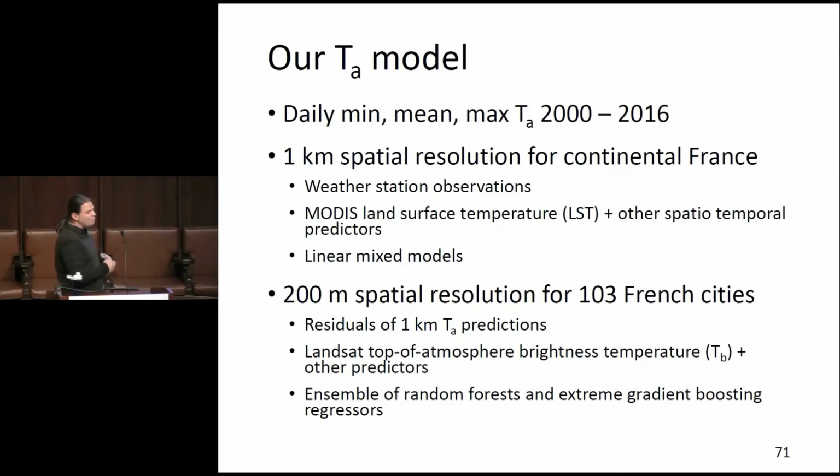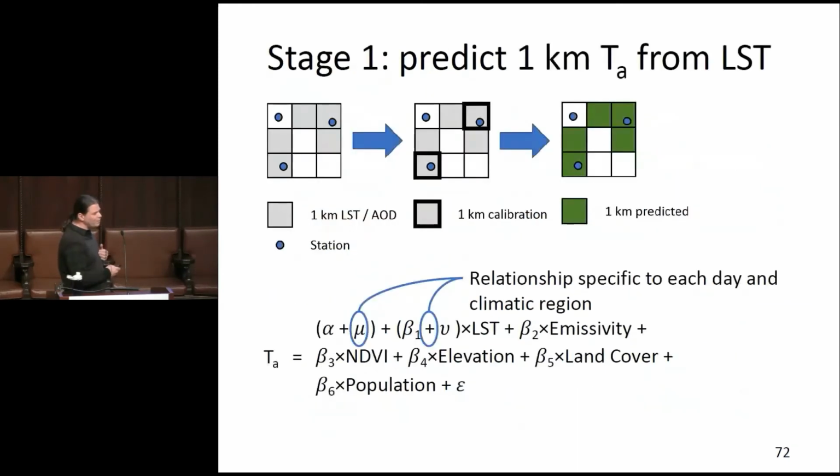So here we went deeper in terms of the daily resolution. We're talking about minimum, mean, and maximum temperature for 2000 to 2016. We make 1 kilometer predictions based on weather stations, MODIS LST data, and additional covariates. And then we go down to this machine learning model at 200-meter resolution across 103 areas or cities that we defined as urban areas. And I'll show you how we did that.